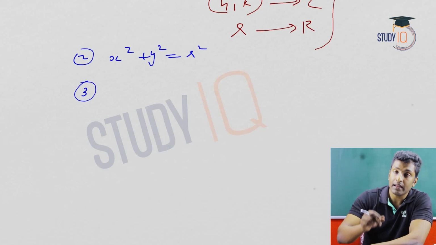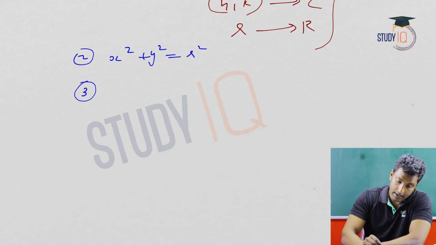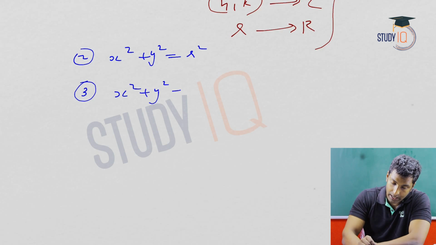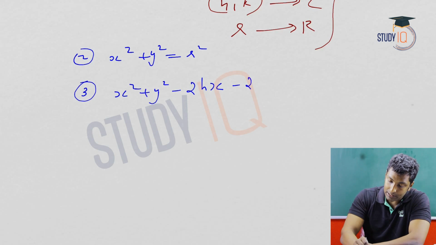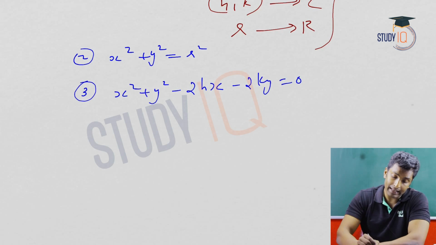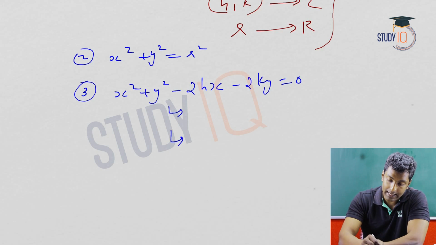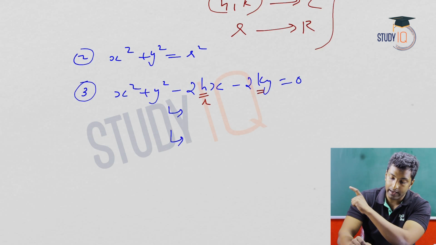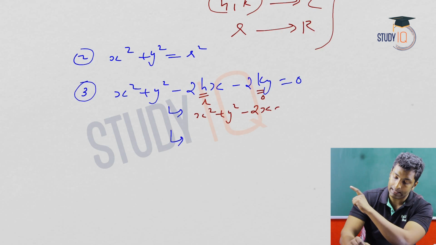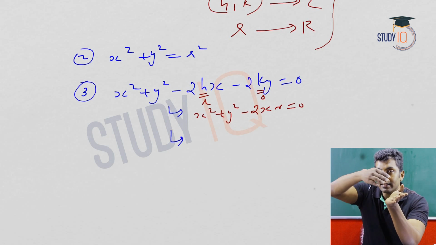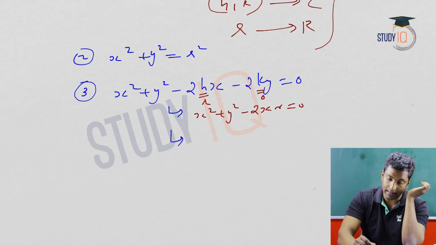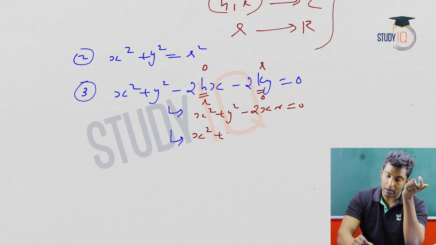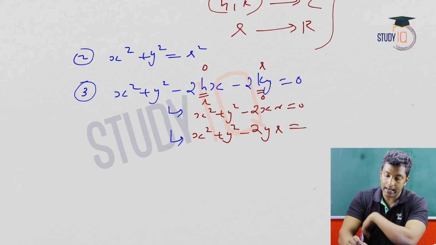Third case, the circle passing through origin. That means x square plus y square minus 2hx minus 2ky equal to 0. In that we have seen two sub cases. The first case is center at x-axis. Center at x-axis means h is equal to r and k equal to 0. What is the answer then? x square plus y square minus 2xr equal to 0. And again, the circle passing through origin with center at y-axis, then h is going to be 0 and k is going to be r. So what you are going to get? x square plus y square minus 2yr equal to 0.